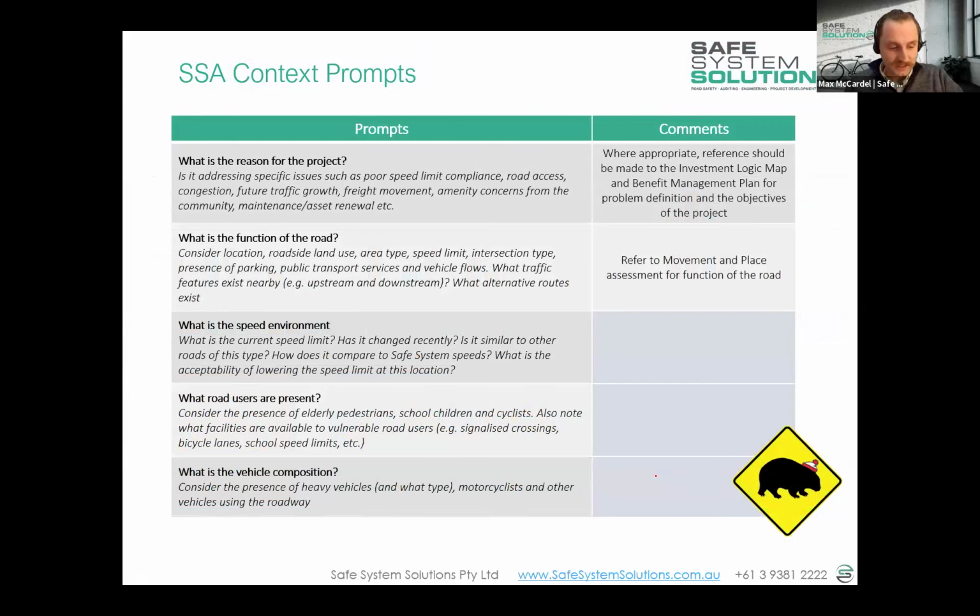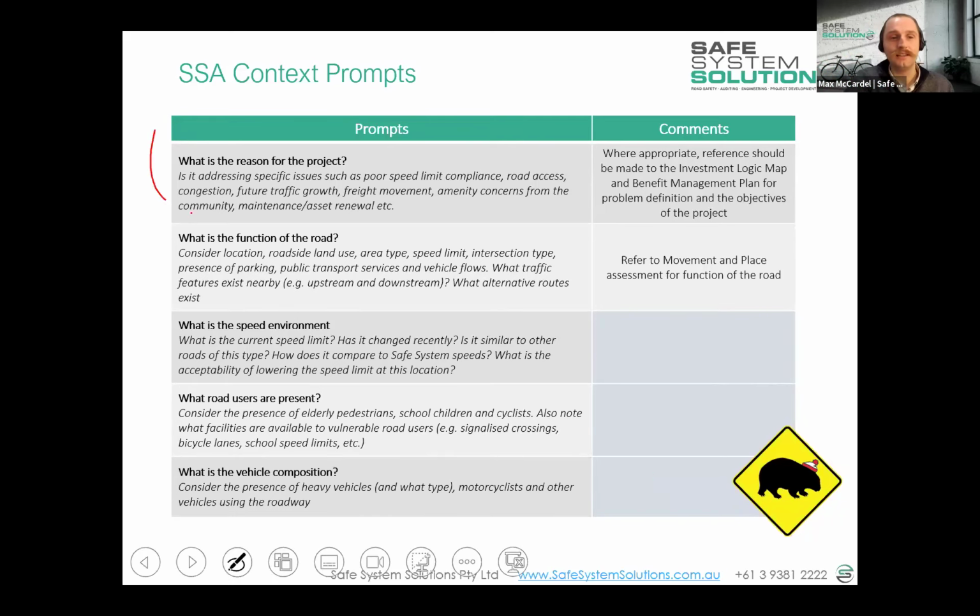Before getting stuck into the matrix, it's very important that we define the context of the SSA. There are prompts provided as part of the Austroads guide, so you can just copy them straight out of the Austroads or copy them here. Basically, they're high-level thought pieces for you and the SSA team to consider, critique and examine, so that you've got a good understanding of what the existing conditions are and what the project is proposing.